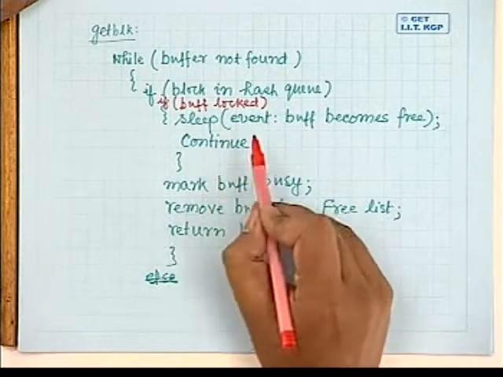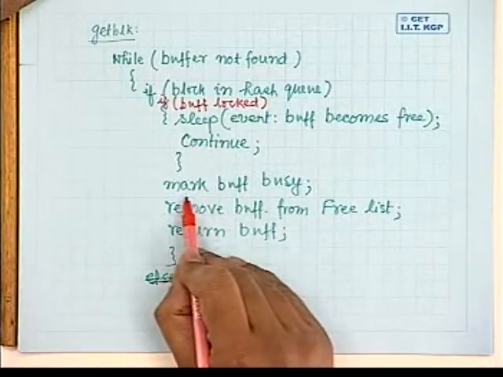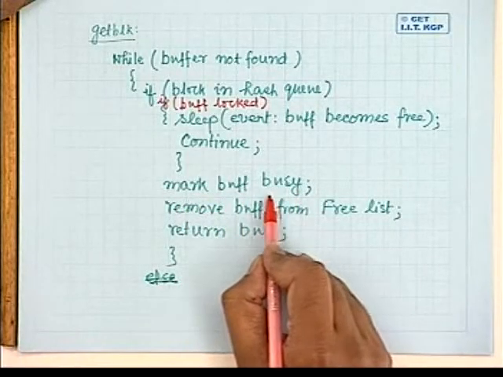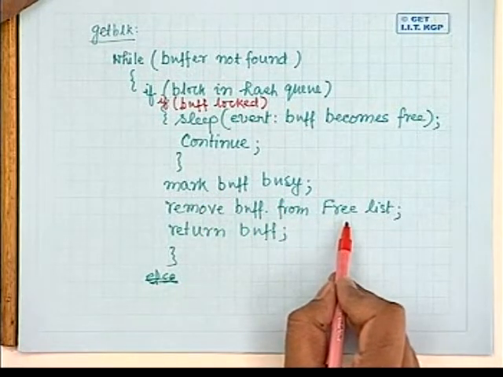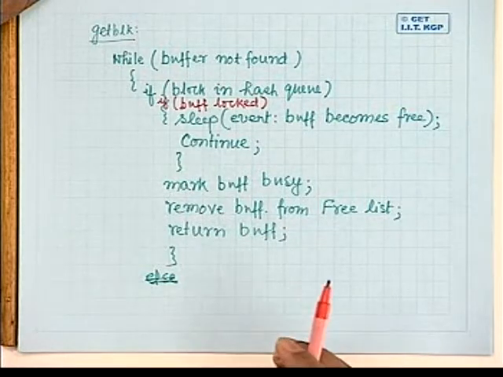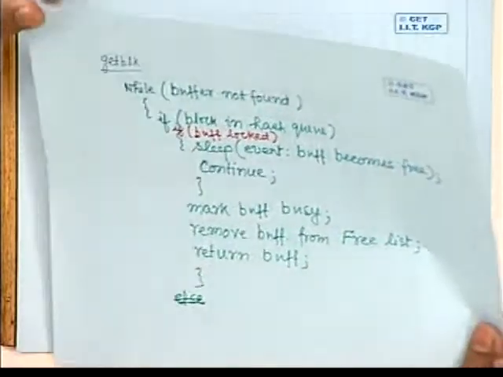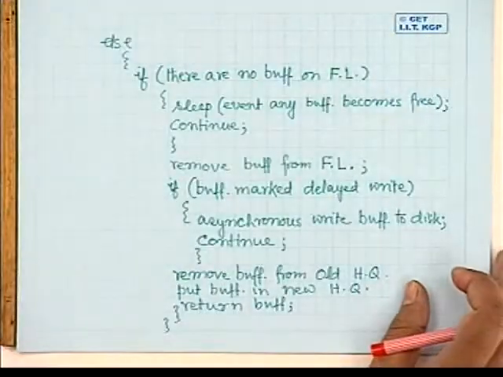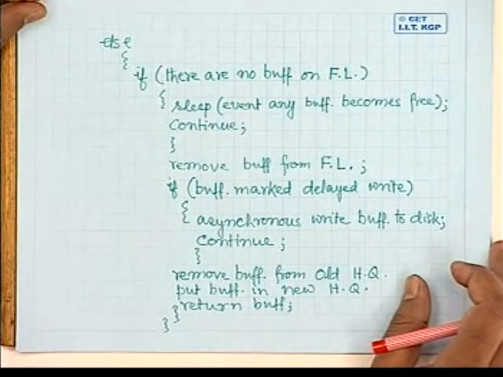And in case the buffer is not locked, that is, the data is available in the buffer and the buffer is free, then the kernel has to mark the buffer as busy, or lock the buffer. Then the buffer has to be removed from the free list and returned to the requesting process. The other situation that we can have is that the buffer is not in the hash queue, or the data block is not in any of the buffer cache.